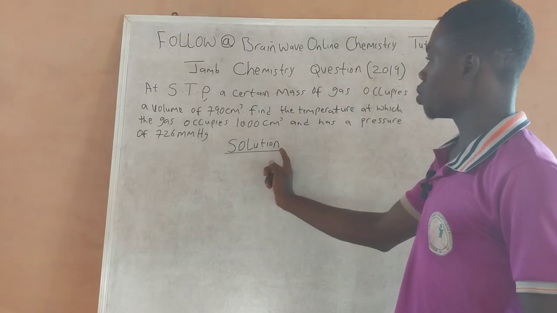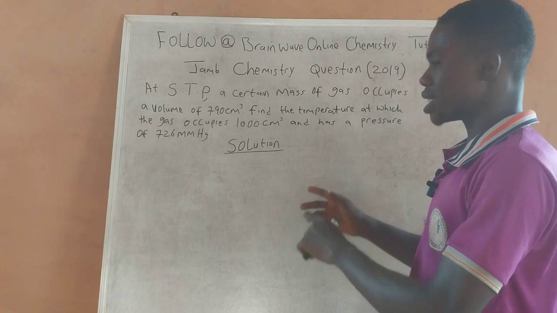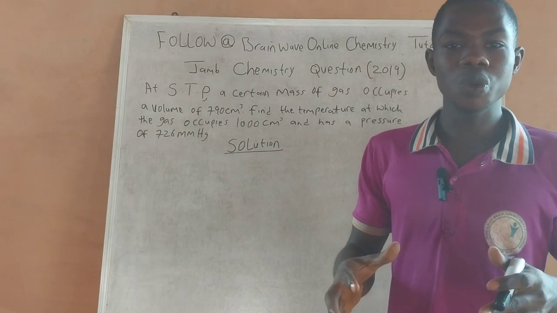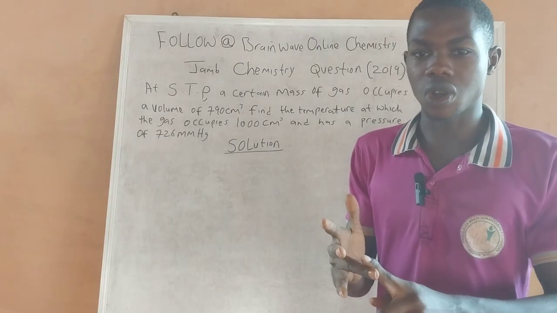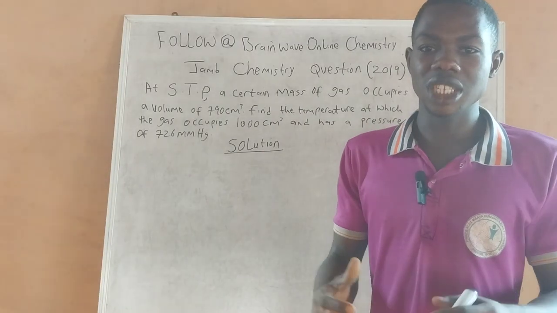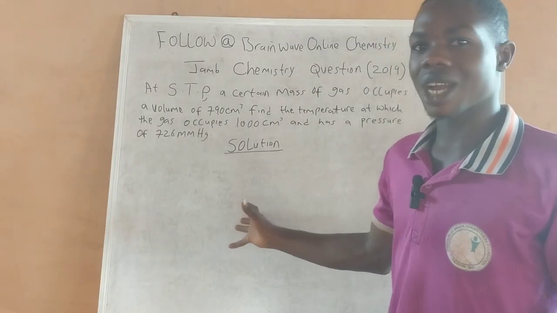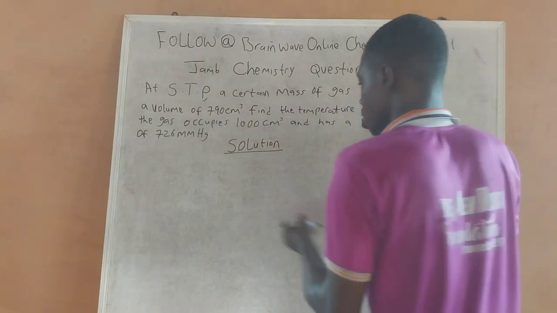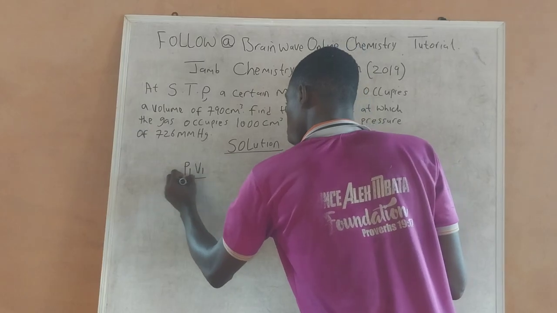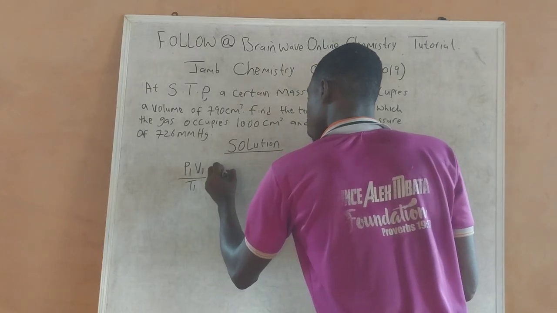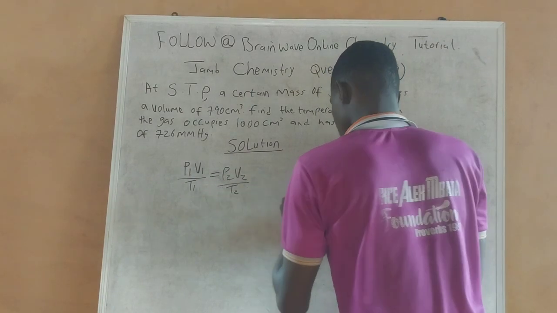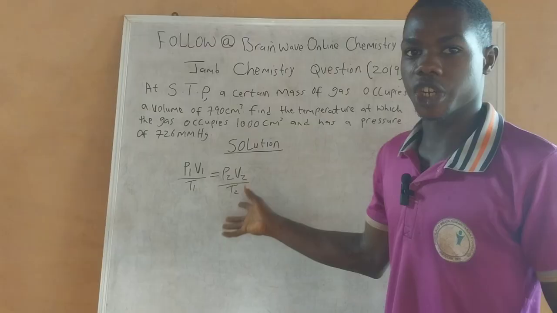Now, if you look at this question very well, it talks about volume, it talks about temperature, and it talks about pressure. Now, in gas laws, which of the law talks about volume, temperature, and then pressure? It's the general gas equation that relates the three together. I'll be writing the general gas equation on the board now, which is P1 V1 over T1 equals P2 V2 over T2. So this is the general gas equation.